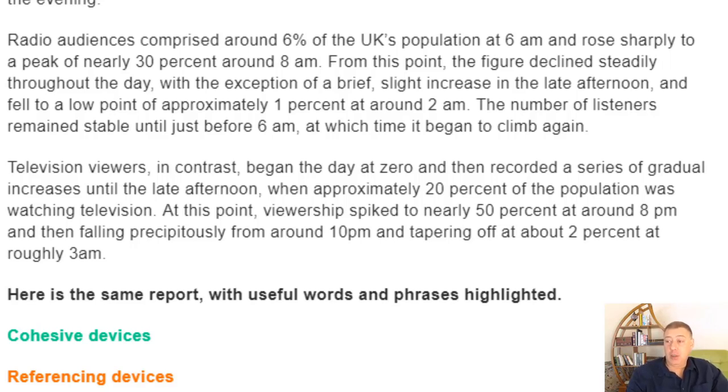Television viewers, in contrast, began the day at 0 and then recorded a series of gradual increases until the late afternoon, when approximately 20% of the population was watching television. At this point, viewership spiked to nearly 50% at around 8 p.m., then fell precipitously from around 10 p.m., tapering off at about 2% at roughly 3 a.m.